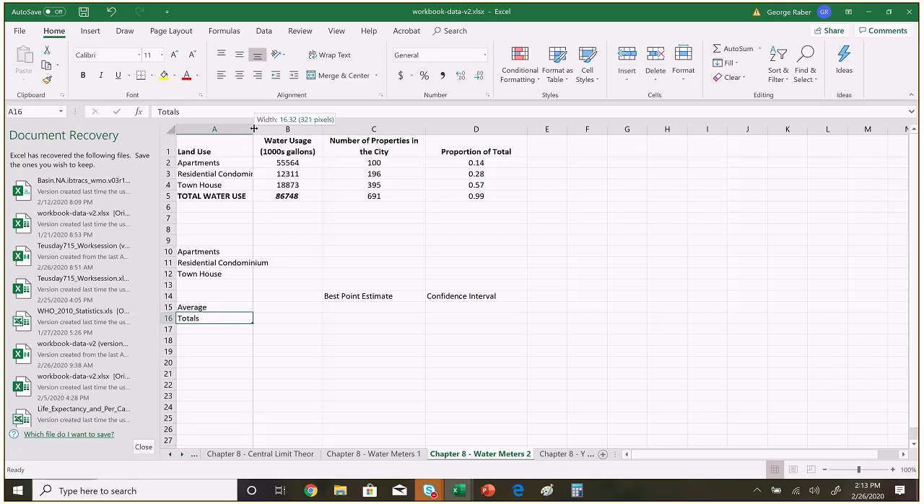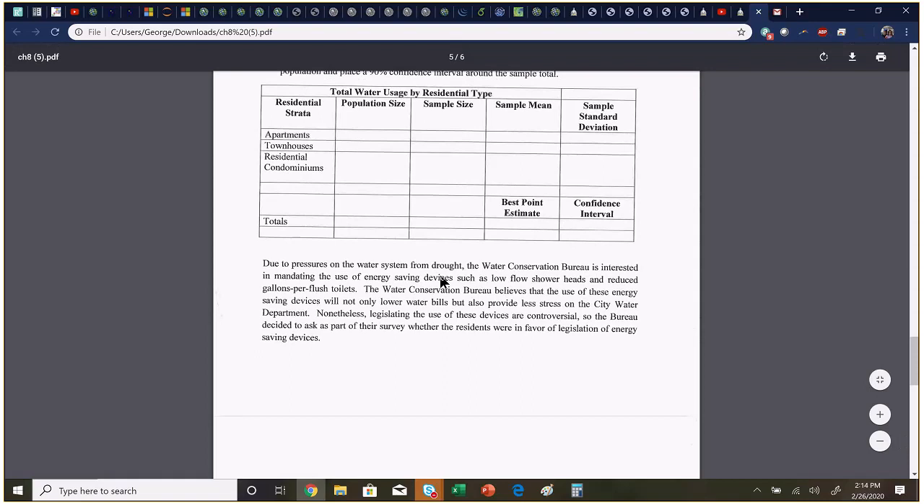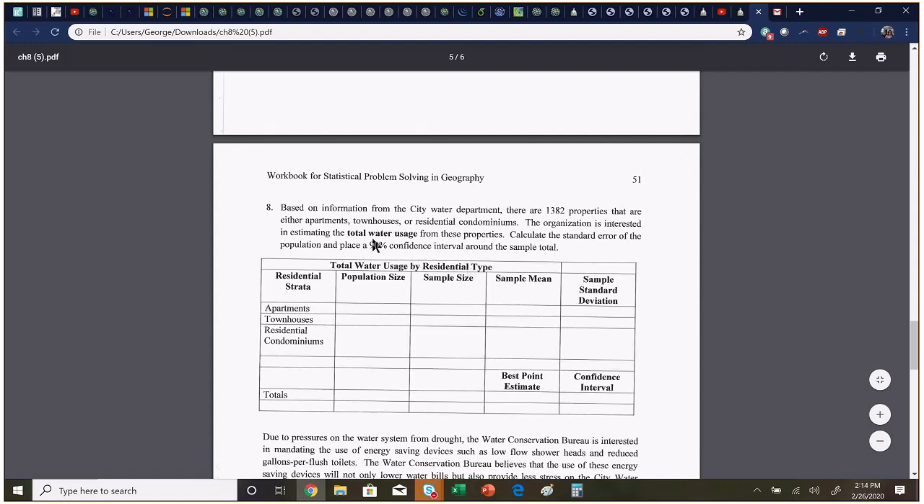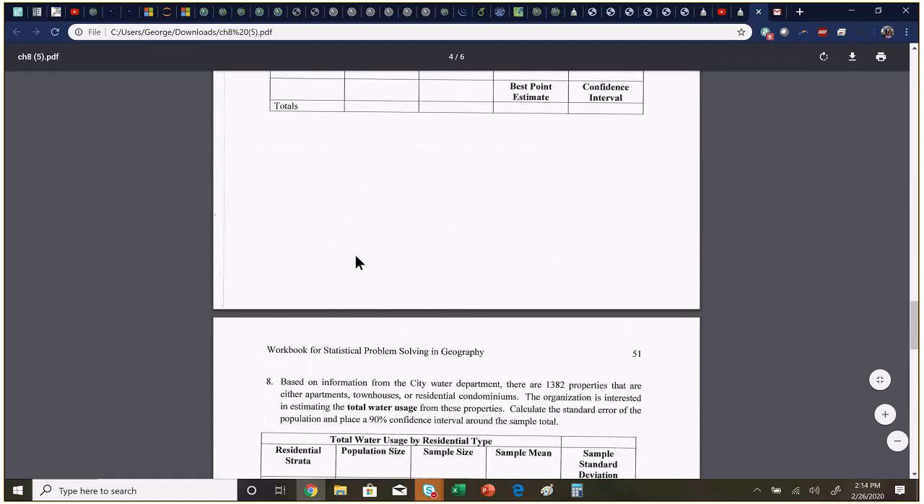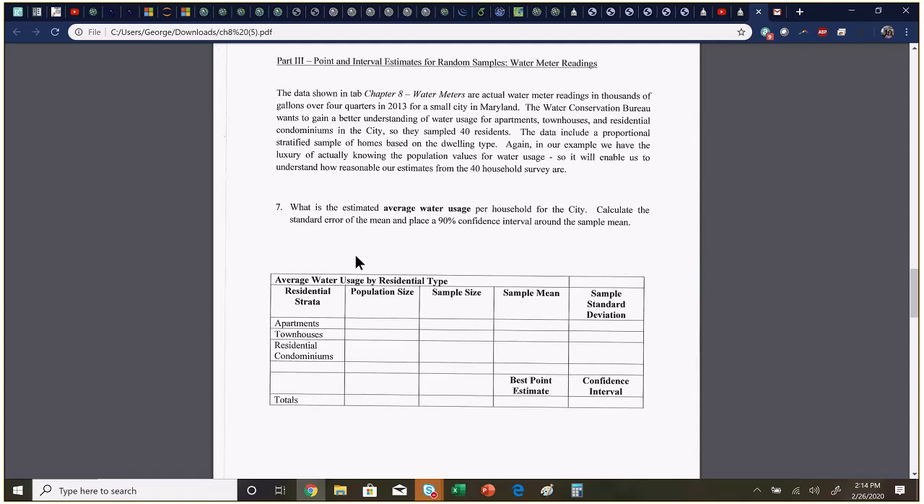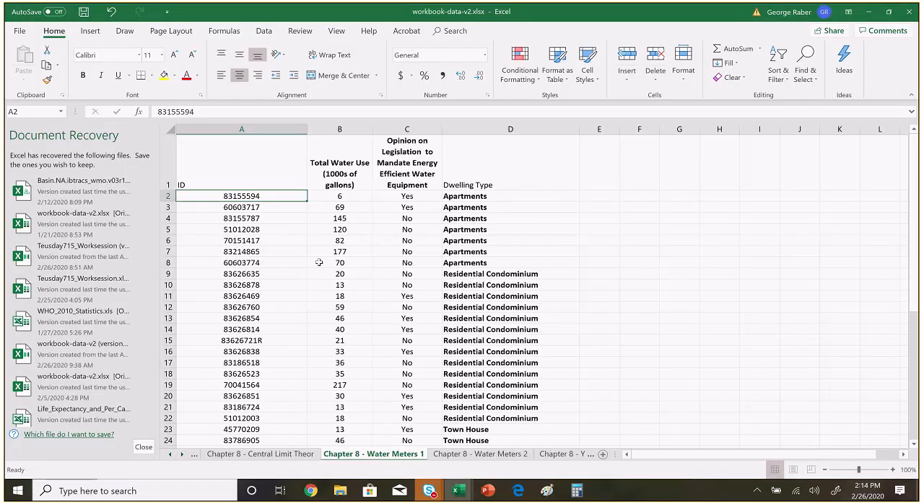Okay. And then we could put in the rest of this table. So population size, and then sample size. Okay. All right. So both of these have the same information in the top part of the table. Okay. So this first question, they sampled 40 residents. That's this table right here, 40 residents.